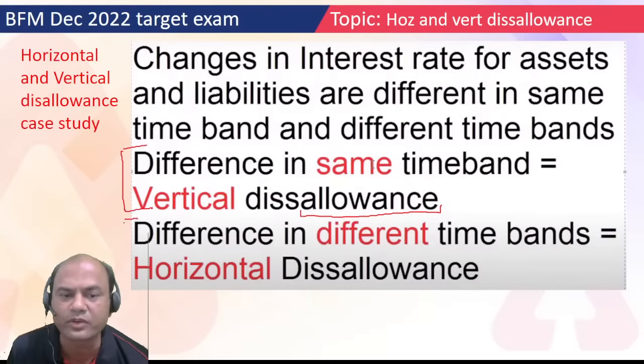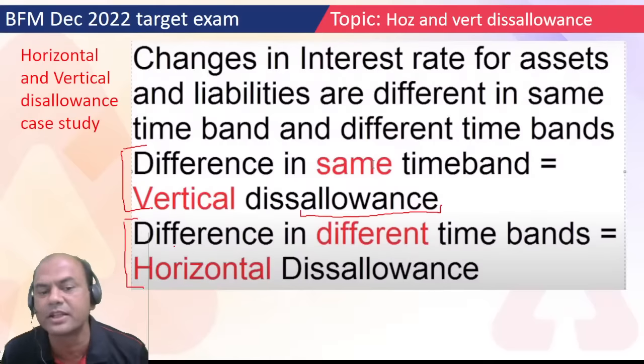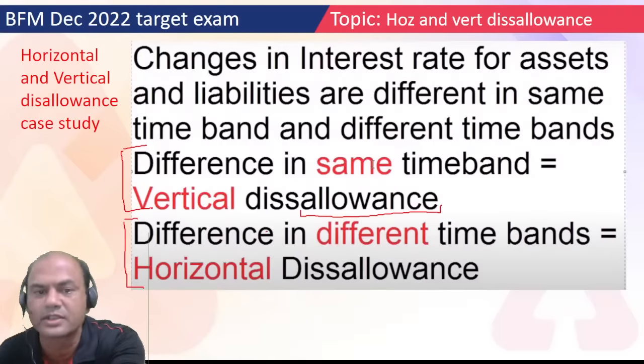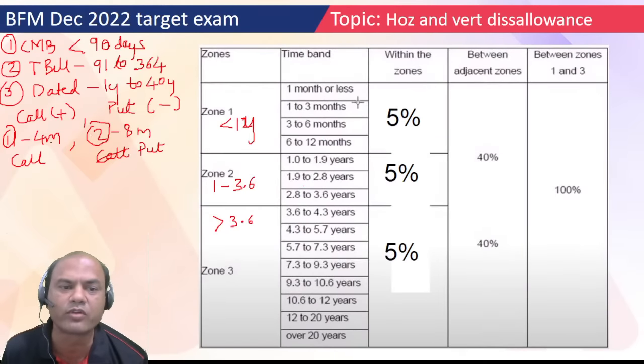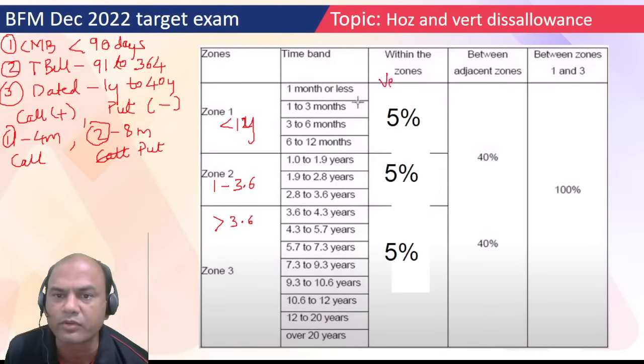And when you adjust the bonds between different time zones, then it is called horizontal disallowance. Okay, so over here, see this, if I adjust this bond of 4 months and 8 months, it is called vertical disallowance. See, this table is for vertical, because see this, 5% is for what? In this zone 1.